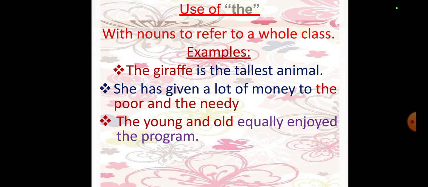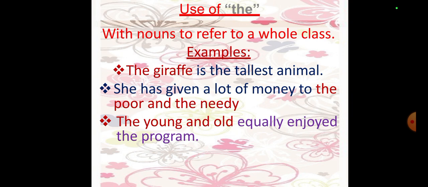Use of "the" with nouns to refer to the whole class. Whole class doesn't mean the school class; it means among that kingdom, among that group, the noun that we are referring to. For example, "The giraffe is the tallest animal." Here we are saying how the giraffe is: it's the tallest. We are referring to the giraffe specifically, because in the whole kingdom of Animalia, the giraffe is the tallest animal.